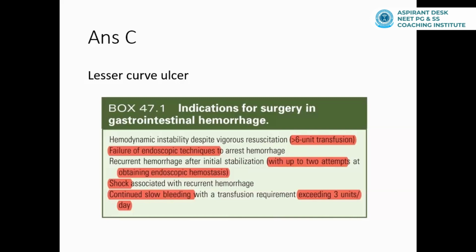So 3, 6, 2, 3, 6. That's what we should remember. 2, 3, 6. What is 2? Up to 2 attempts of failed endoscopy. 3 units per day is required, or more than 6 units of transfusion, and still the patient is having hemodynamic instability. Then the next option is surgical management.